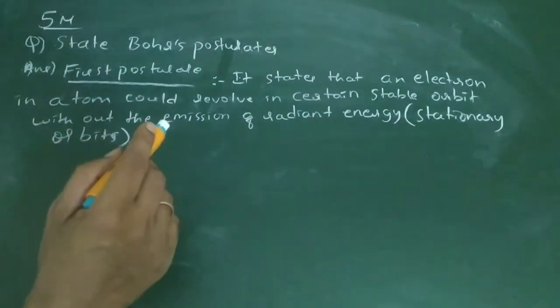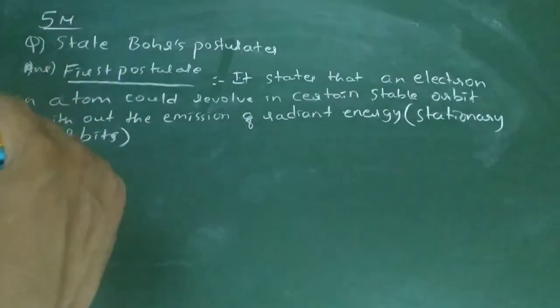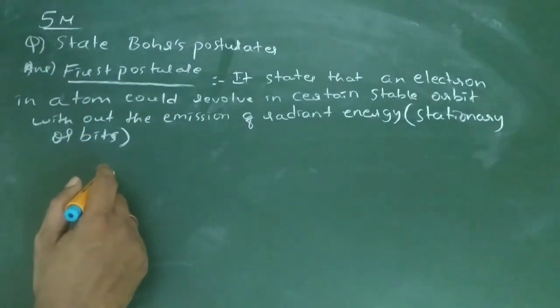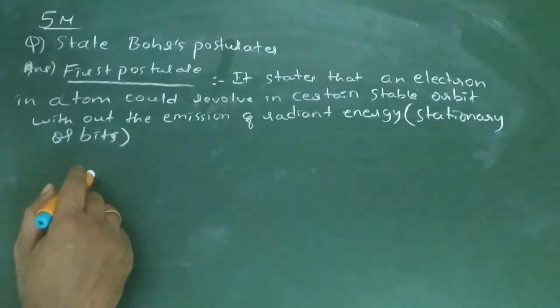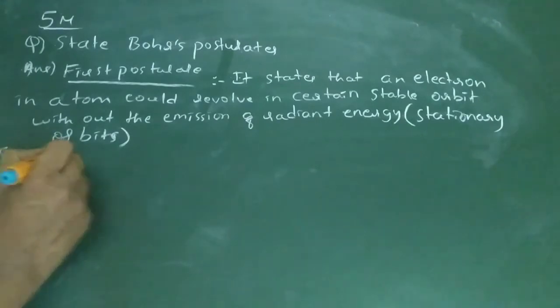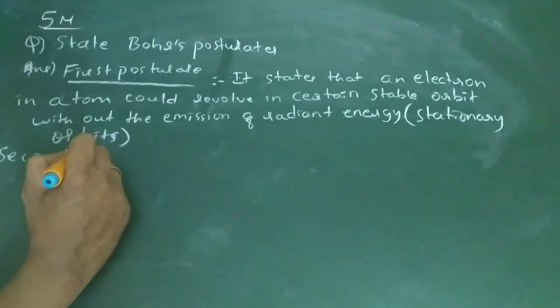Because when these electrons are revolving in these orbits, they are not going to emit energy, because any charged particle which is accelerating emits energy. Okay, this is the first postulate. First you have to remember stationary orbits. If you remember that, you can make a sentence.